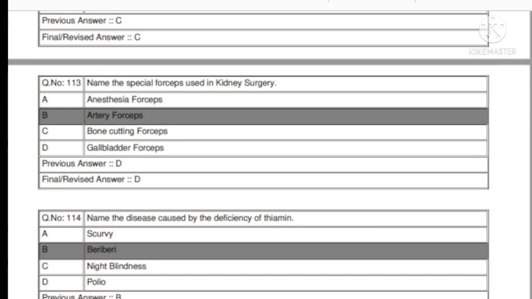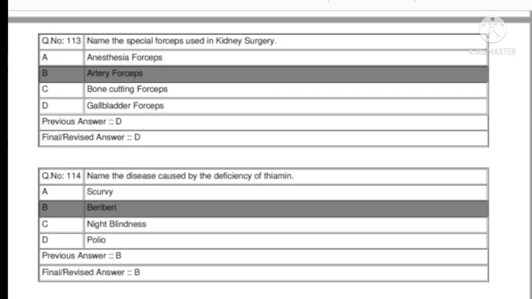Next question, question number 113. Name the special forceps used in kidney surgery. Anesthesia forceps, artery forceps, bone cutting forceps, gallbladder forceps. Its answer is D, gallbladder forceps. Though I have marked B, but it's not its answer.